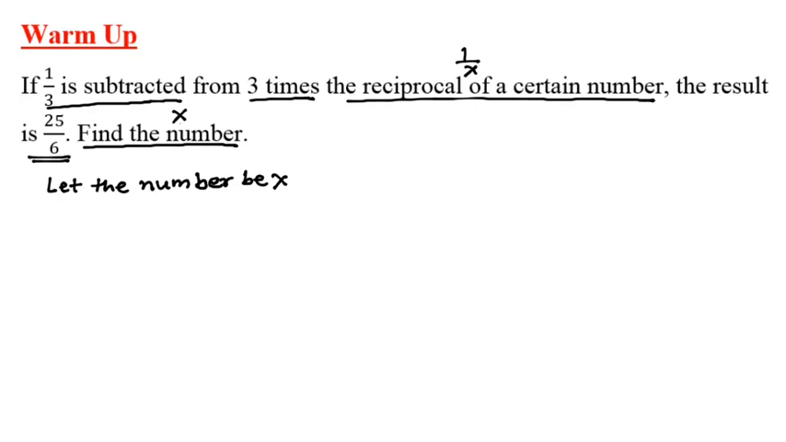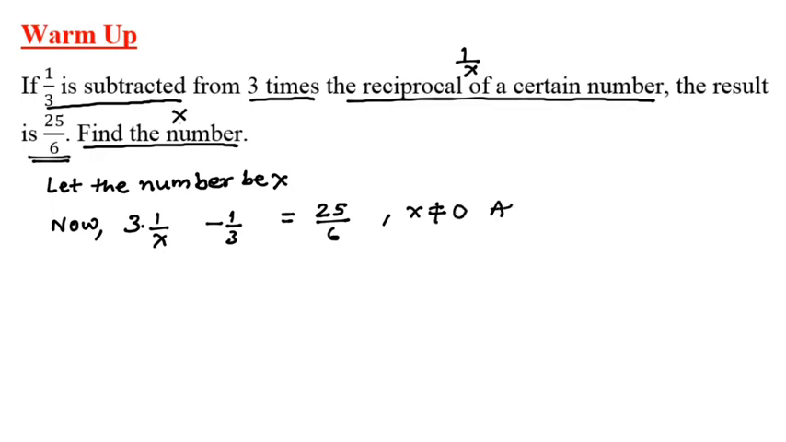So we write that as an equation. 1/3 is subtracted, that is minus 1/3. It is subtracted from 3 times the reciprocal of the number, which is 1 over x, so that the result is 25 over 6. So we got an equation and there is x in the denominator. So you know the restriction here, x cannot be 0.